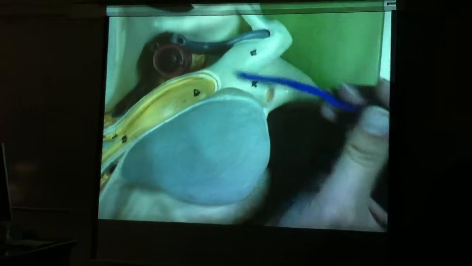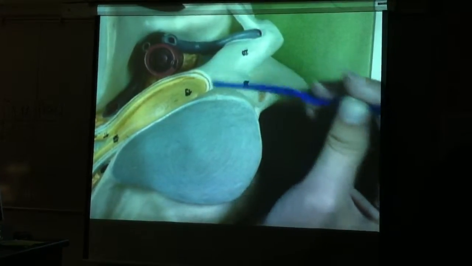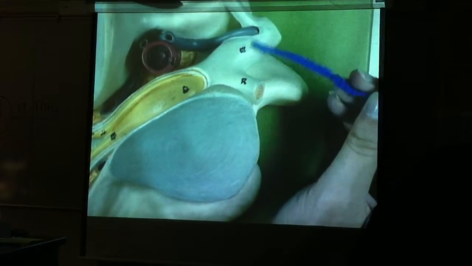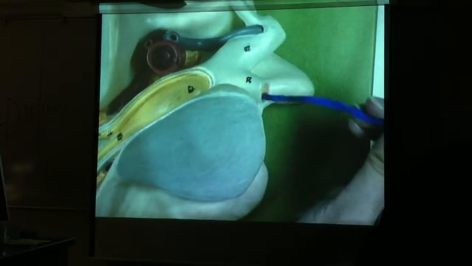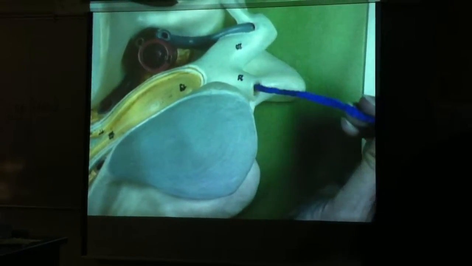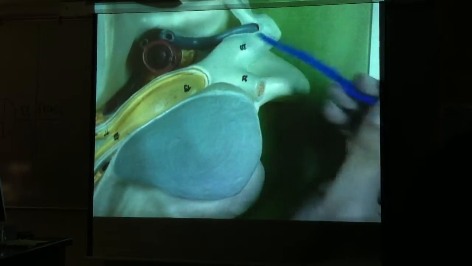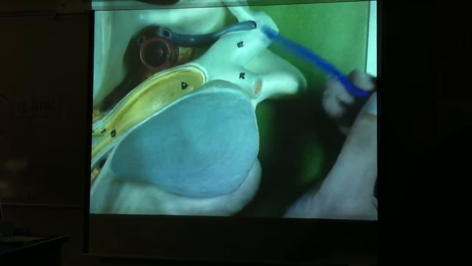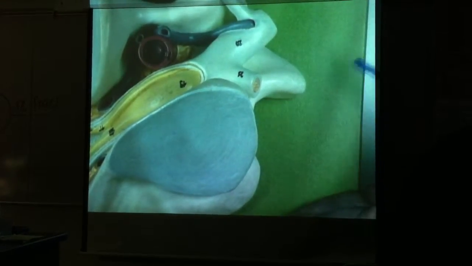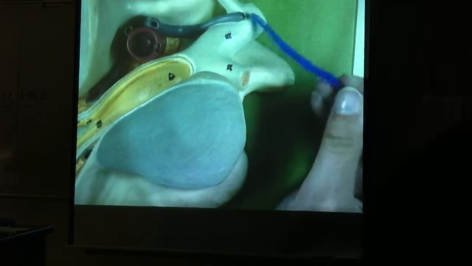We have the combination of the anterior and posterior root right here, forming the spinal nerve, and then it splits again. We have the anterior ramus and a posterior ramus. The posterior ramus is going to be smaller. It will send nerve supply to the deep muscles of the back and the skin, where the anterior ramus will supply the rest of the body, whether that be the front of the trunk or the upper or lower limbs. The anterior rami also give rise to our plexuses.